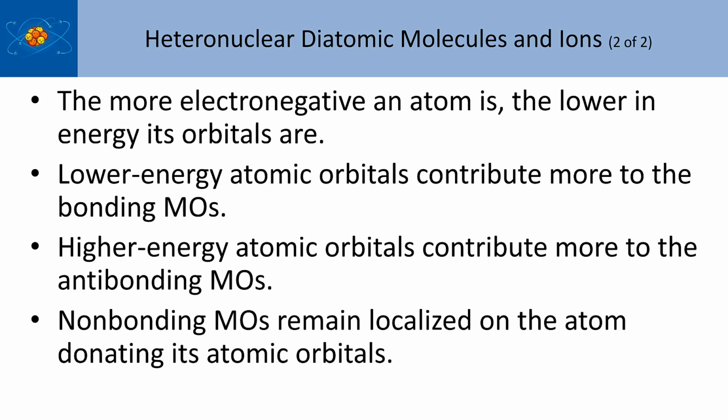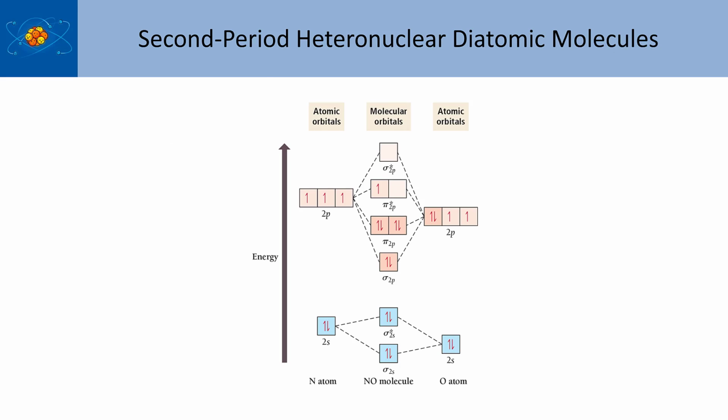So as I said, more electronegative atom is lower in energy. Lower energy atomic orbitals contribute more to the bonding molecular orbitals because they're more stable, so they make a bigger representation. And then the higher energy atomic orbitals will be higher in energy and contribute to the antibonding molecular orbitals more. And then we also end up with something called non-bonding orbitals, where the electrons don't actually combine with the electrons with the other atom. They stay localized on the atom donating the atomic orbitals.